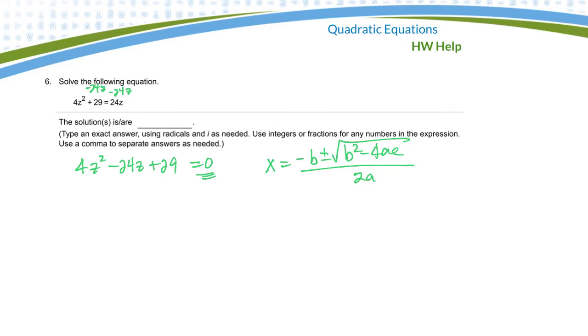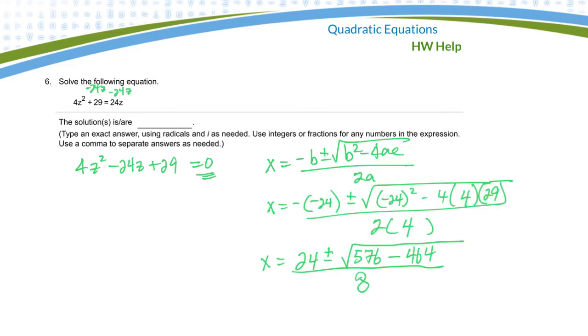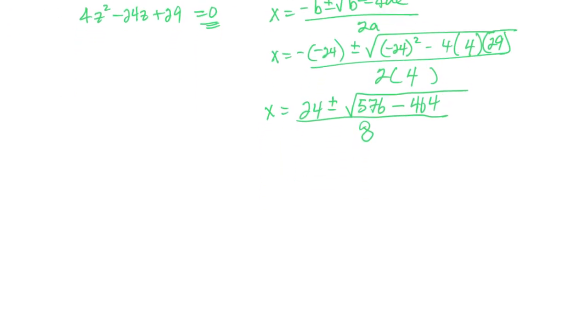I'm going to pause while I do the rest of it. Okay, I did a bit of it. Now let's keep going. So this would be x is equal to 24 plus or minus the square root of, is that 112? All over 8. 112 looks a little suspect.